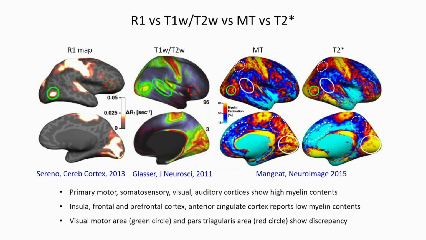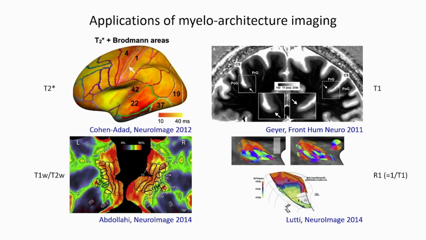If you look at this empty location circled in green, it does show up nicely in R1, and it's okay in T1 over T2, but begins to disappear in MT and T2 star images. So we need more validation of the technology so that we can confirm which one is more sensitive or correctly conveys the information.